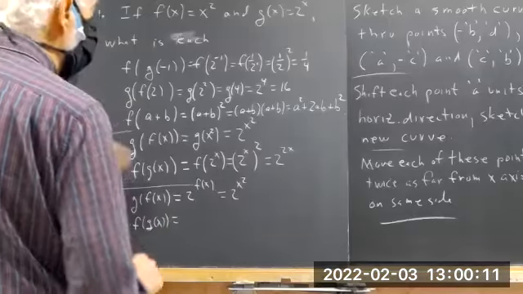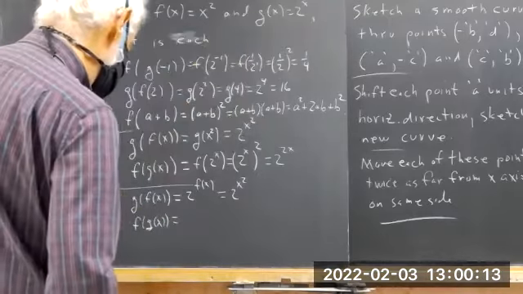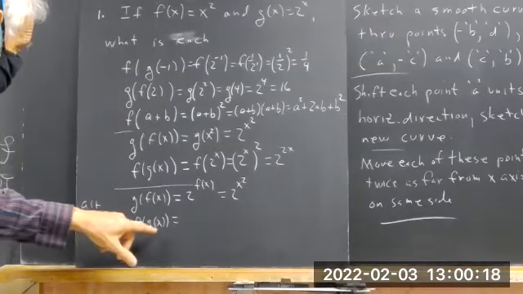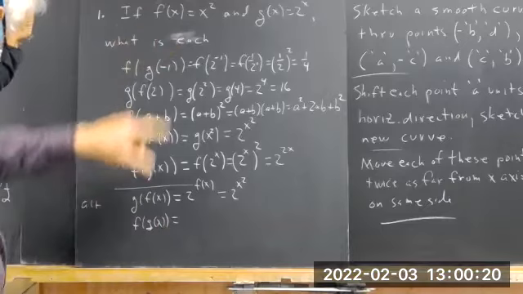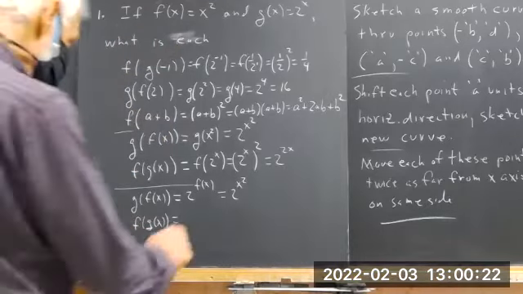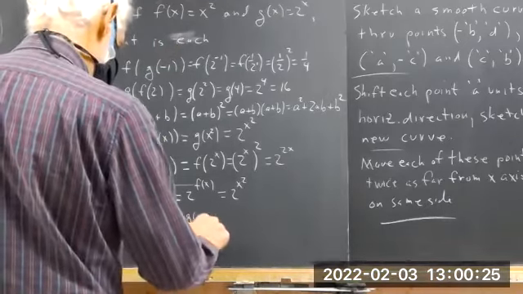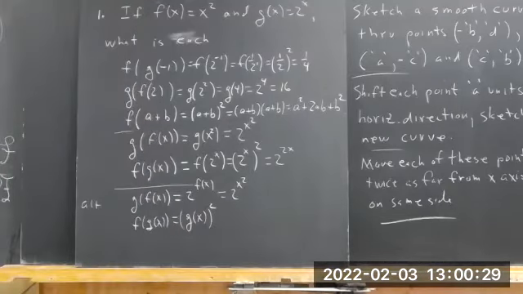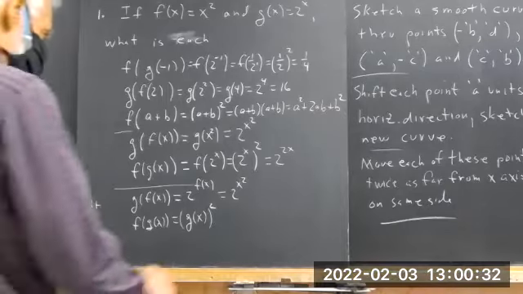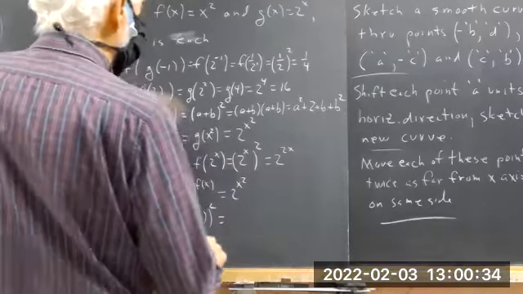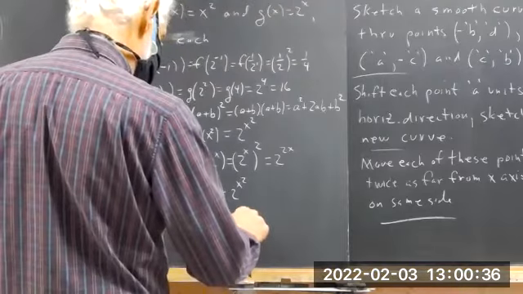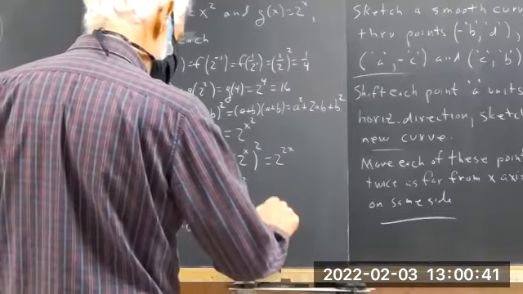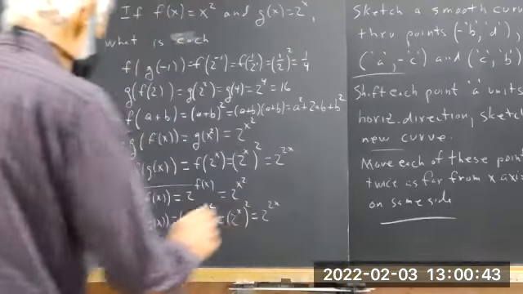equals, so g of x is 2 to the x, and our f of x is x squared. So treat this as replacing the x up here with g of x. That would be g of x squared. Okay. And of course, g of x is 2 to the x. So this is 2 to the x squared, which is again 2 to the 2x.